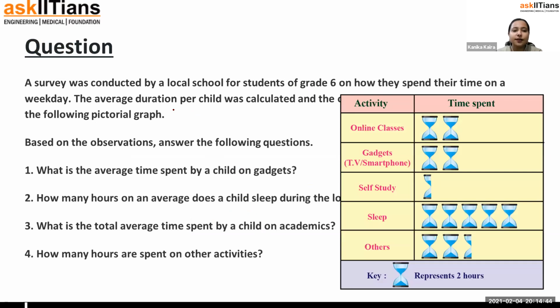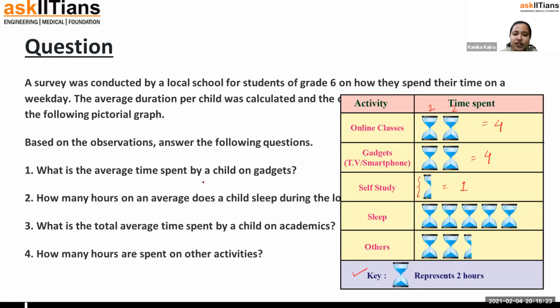All right. A survey was conducted by a local school for students of grade 6 on how they spend their time on a weekday. The average duration per child was calculated and the data is tabulated in the following pictographs. So, based on the observations, answer the following questions. Now, read the scale first. 1 hour glass represents 2 hours. So, that means this is 2, this is 2. So, this would be equivalent to 4. Again, this would be equivalent to 4. Now, this is a half hour glass. So, this would be equivalent to 1 and so on.